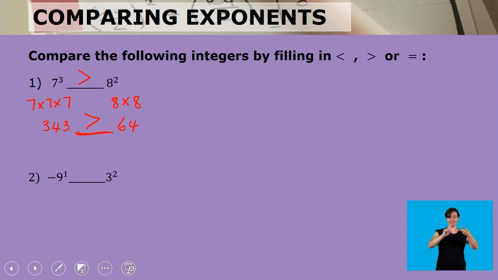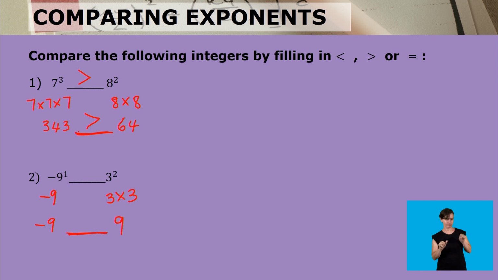Let's look at the next one there. We have been given there a negative 9 exponent 1. And we are going to compare that with 3 exponent 2. Now, a negative 9 exponent 1 is negative 9. And we need to compare that with 3 times 3. So, negative 9 being compared with our 3 times 3, which is 9. Now, which one would you say it is?